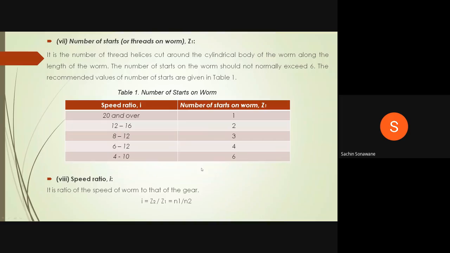4 to 10, 6. Speed ratio i is the ratio of the speed of the worm to that of the gear. Therefore, i is equal to Z2 upon Z1, which is equal to N1 upon N2.